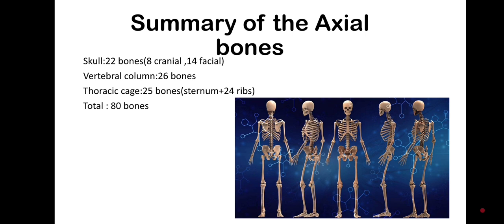So let's see the summary of the axial bones. So the axial bones have the skull. It is made out of 22 bones including 8 cranial and 14 facial bones. Then the vertebral column is made out of 26 bones. The thoracic cage 25 bones and the total 80 bones.